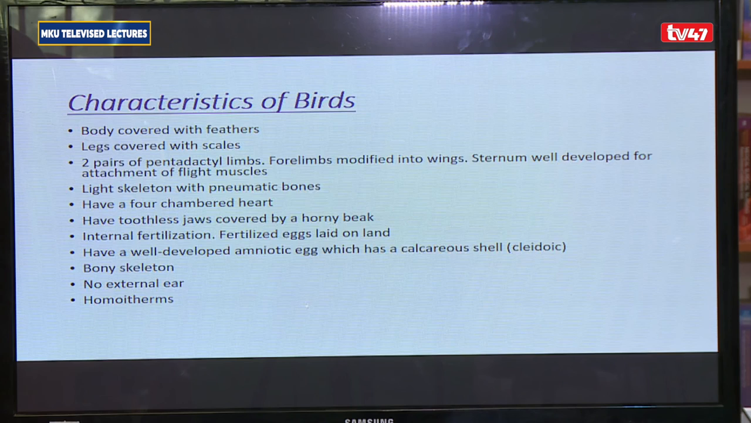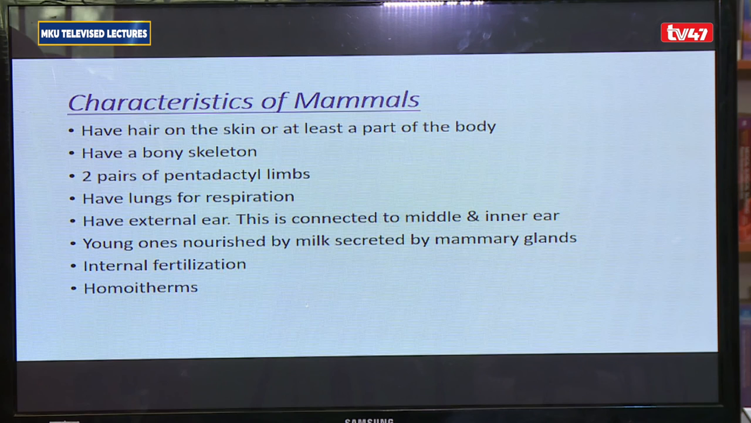Then we have the mammals. Mammals are the category or class of highest animals that we have. The mammals, basically, they have the following characteristics. They have got hair on the skin, or at least a part of the body. They have a bony skeleton, two pairs of pentadactyl limbs.